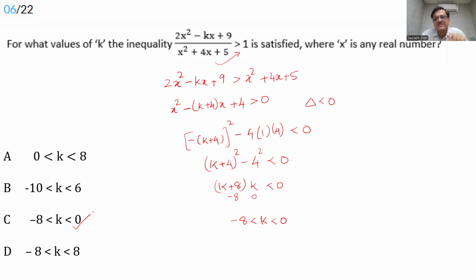Remember, whenever delta is less than 0, the entire expression stays on one side of the x-axis. If the coefficient of x square is positive, the expression is positive. Negative, then the full expression is always negative. So use this in inequality.